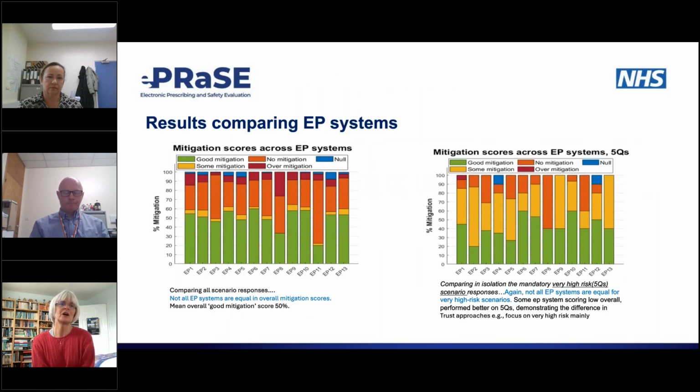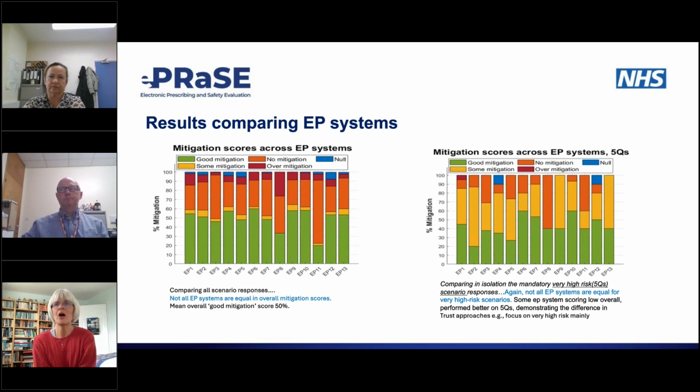These are the actual scores, or the results that we actually had. If you look at the left-hand graph, the green bars are good mitigation, orange is no mitigation, and red is over mitigation. So you can see that good mitigation for the actual systems was not that great. It's about 50–60%. EP1 to 13 are the different vendor systems that are available out there, and you can see the mitigation scores across them. We haven't really got any one system that's standing out above all the others as being particularly better.